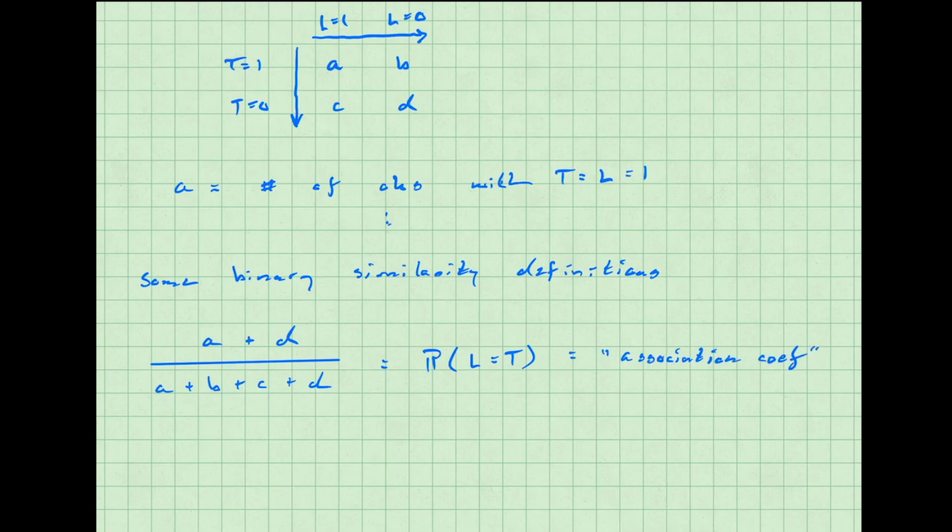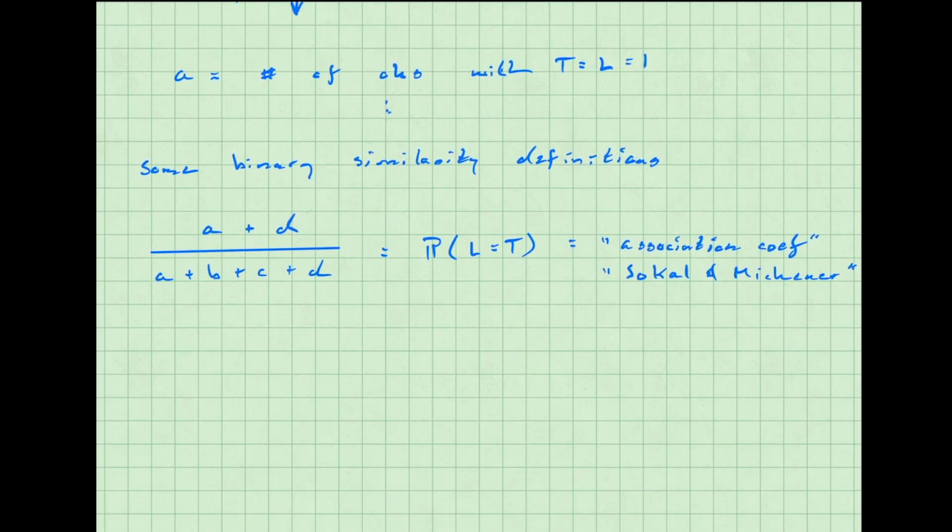I think the name of the people who invented this might be on here. It's in the notes at least. Sokal, and another name, Michener. I'm not sure how to say that. I don't know where the name is from. The name's not super important for us though, right? It's clear what this is. This is the probability that the two variables are the same.